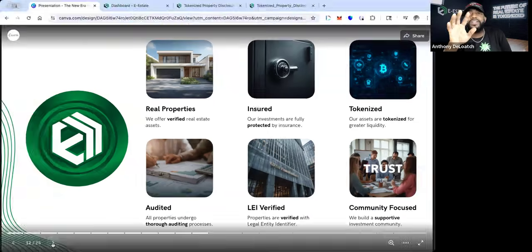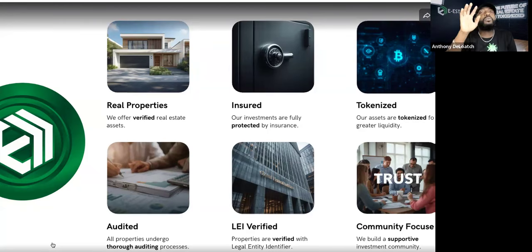Well, when it comes to real estate tokenization, there's going to be one name that leads the way. There's going to be one name that's shaping the space, and that name is e-estate. That name is e-estate, leading the way and making it happen.